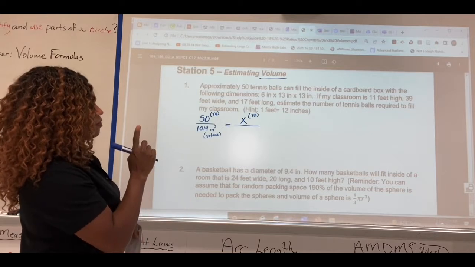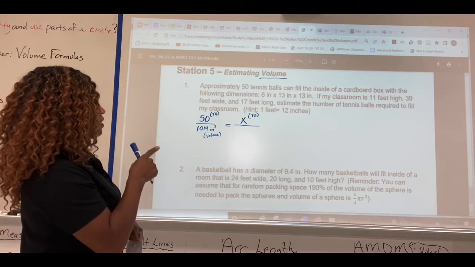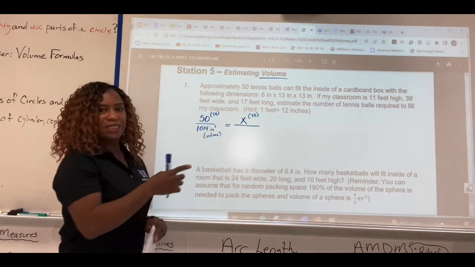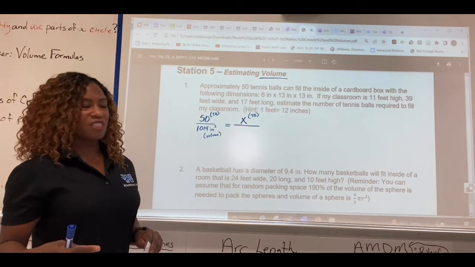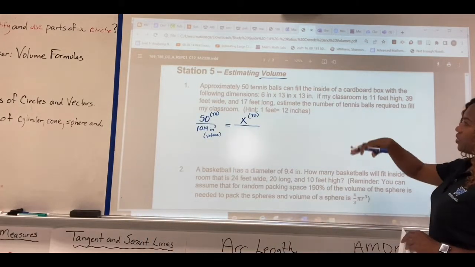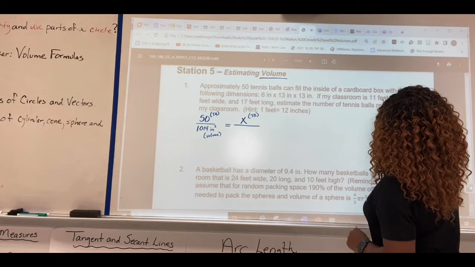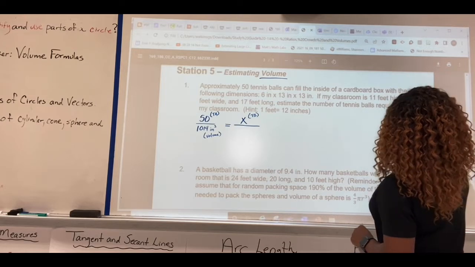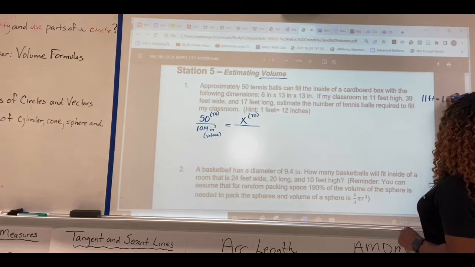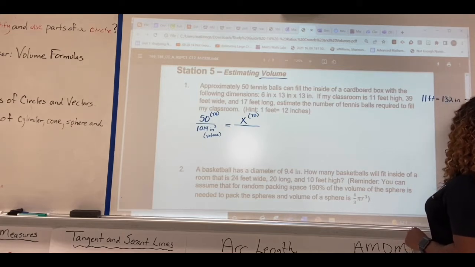Now I see I have 11 feet, 39 feet, 17 feet. But with the box that we were given, this is in inches, so we need to get our units to be the same. That means we've got to change this 11 feet into inches, 39 and 17 also. Well, 11 feet is actually, let me write over here. So 11 feet is 132 inches.